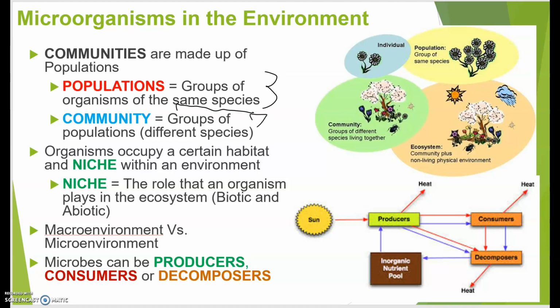Now, a community is kind of the next step up. So a community is when we look at groups of different populations living together. So again, if we go back to our classroom example, if I talk about the community of the classroom, now I'm talking about the population of people, the population of bugs, and the population of microbes that live there. Okay, so hopefully those two definitions are easy to understand.